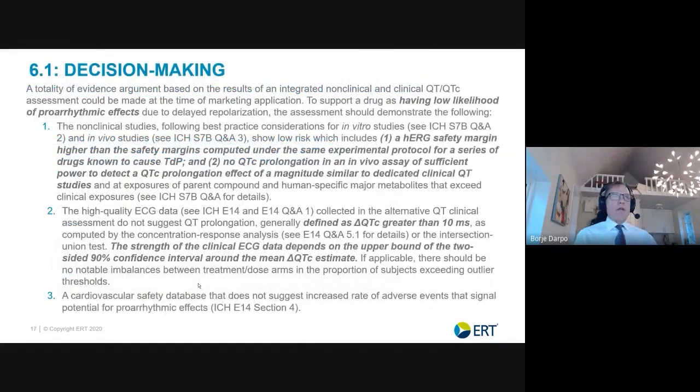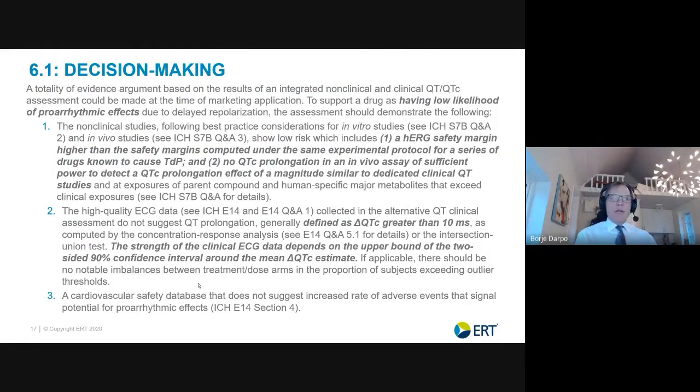The novelty here is that 6.1 describes a process by which a sponsor can claim that a drug has a low likelihood of proarrhythmic effects. And for this, all three criteria should be fulfilled. First of all, we should have a negative hERG assay and a negative in vivo assay as performed following best practices. Secondly, the QTc effect should be below 10 milliseconds. Please note that it's written this way, generally defined as change from baseline QTc greater than 10 milliseconds.